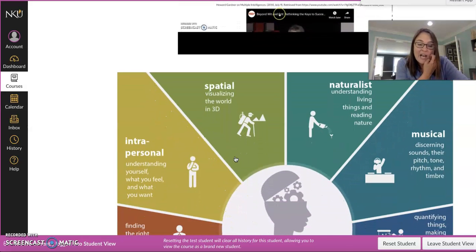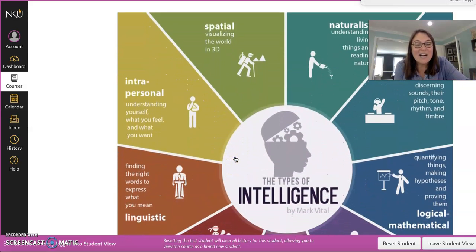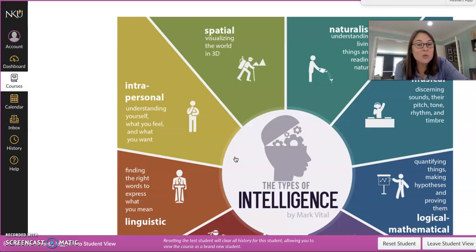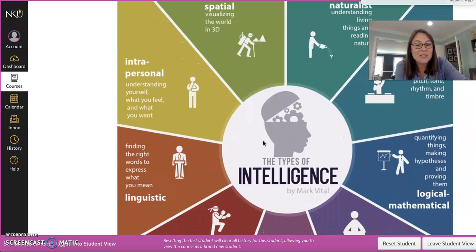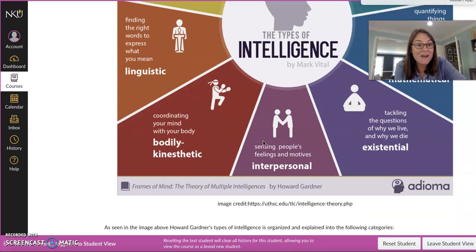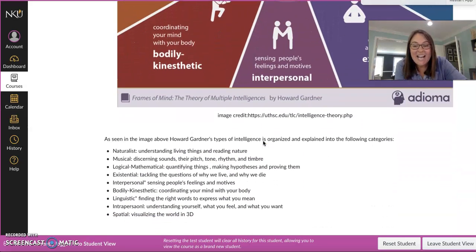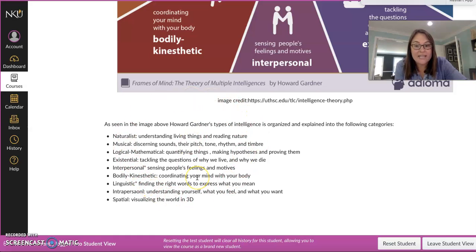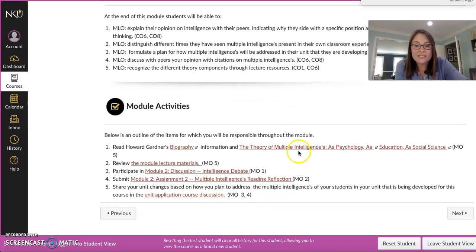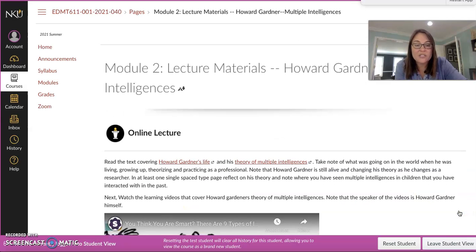There is then a visual that breaks down his work for my folks that really learn more through looking and visualizing. If you are just not someone that's going to learn something through listening or watching, you can see that I agree with Howard Gardner in many ways. And then again, here is a text breaking down his different ideas of intelligence. And we can see down here all the things that we need to do for this week. So let's go ahead and proceed through the module.